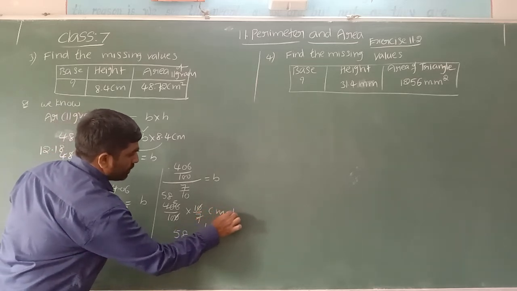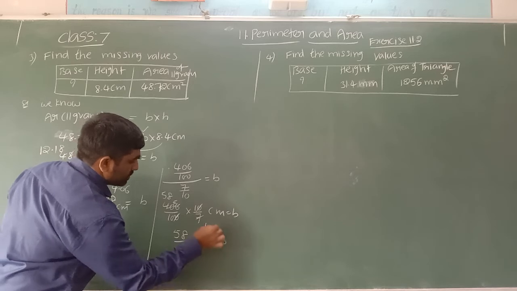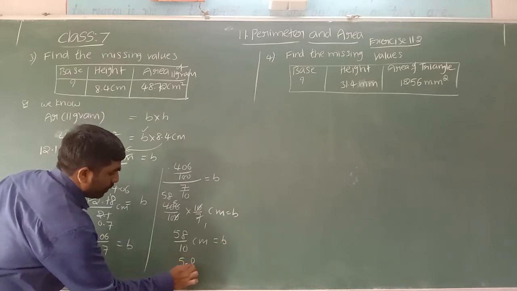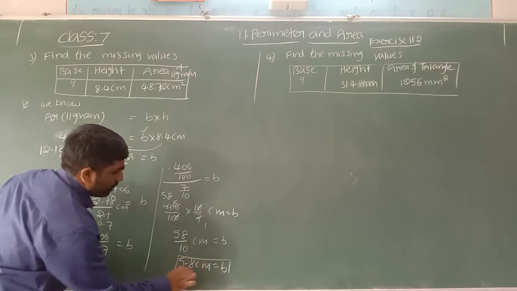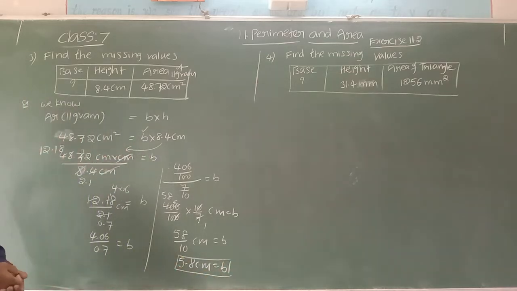Centimeter is equal to what? Base. Is equal to base. This we can write as 5.8 centimeter is equal to what? Base. Now base is equal to how much? 5.8 centimeter.